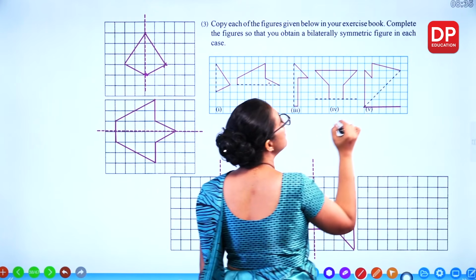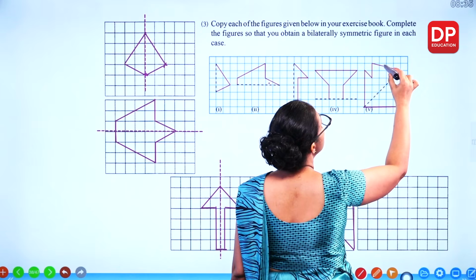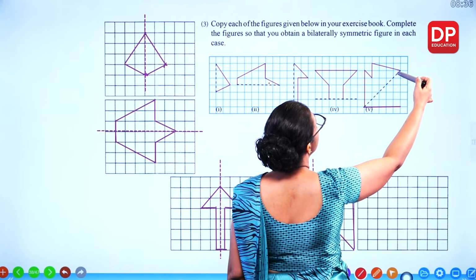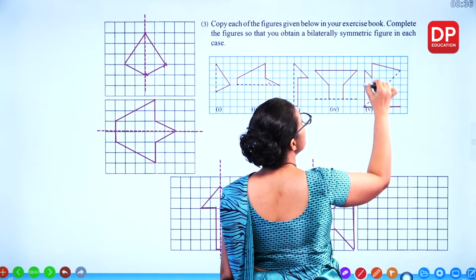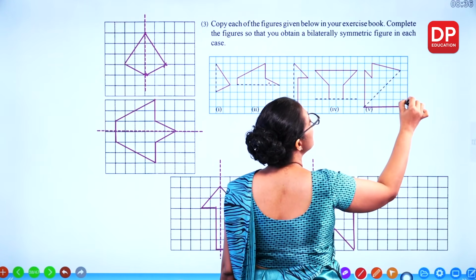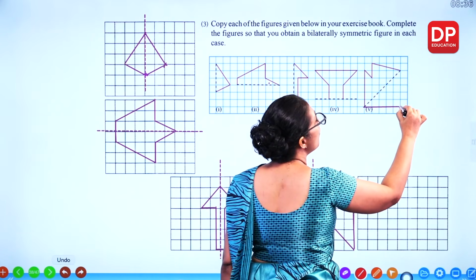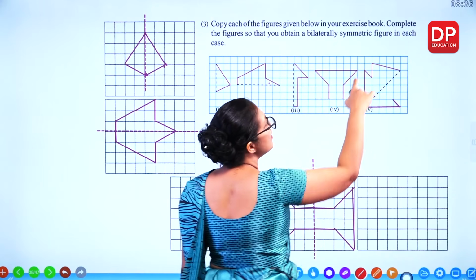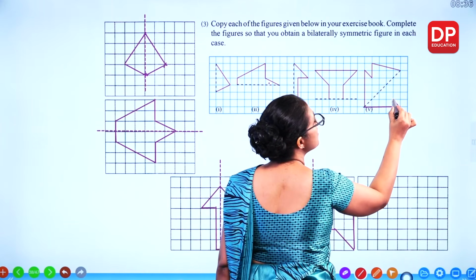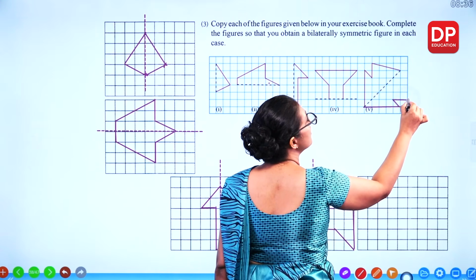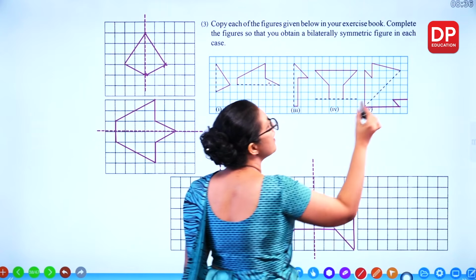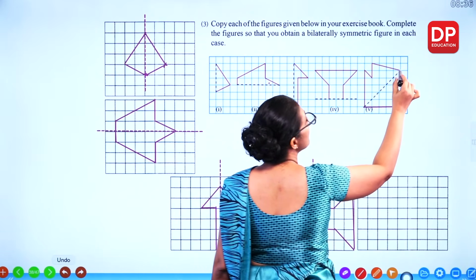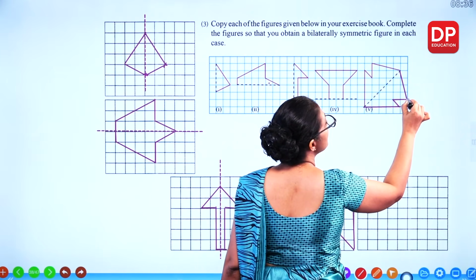And then this one I need this one up. 1, 2, 3, 4, 5. And here 1 square this way and then 2 squares to this side, means 2 squares here. And now I can connect here to here. Now I can connect here to here.